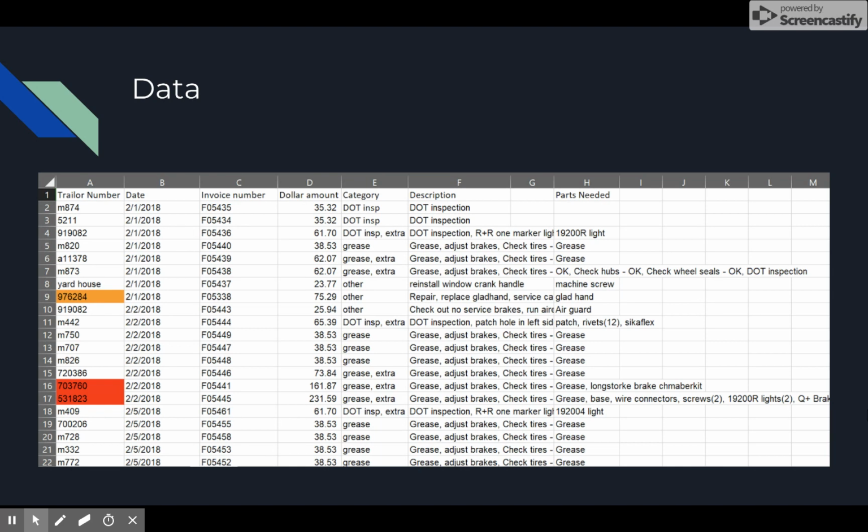By the end of the practicum, we realized that the parts needed and the lengthy descriptions we entered were not necessarily needed, which would have saved us a lot of time while entering the large quantities of data.